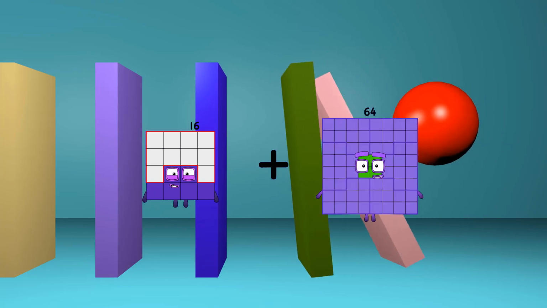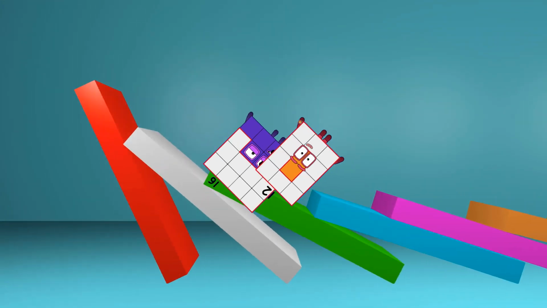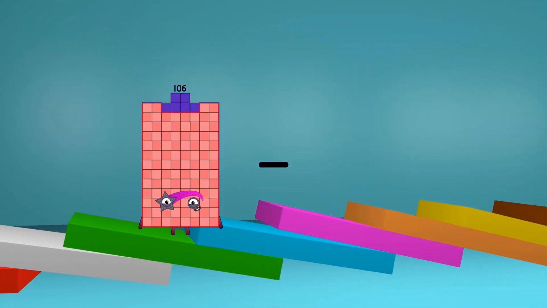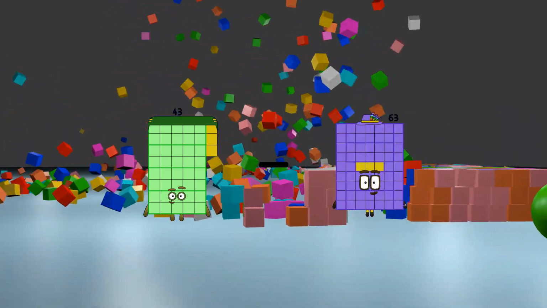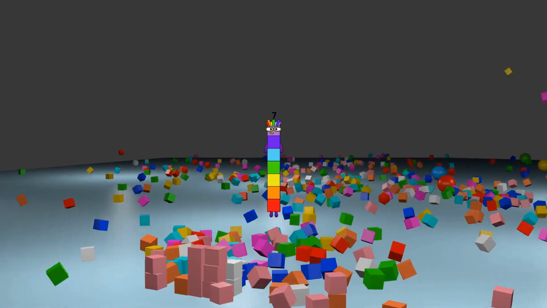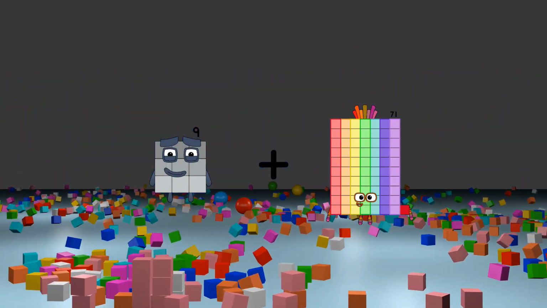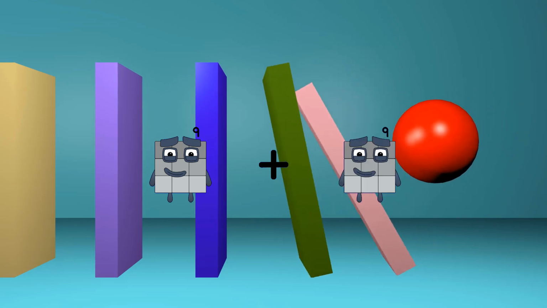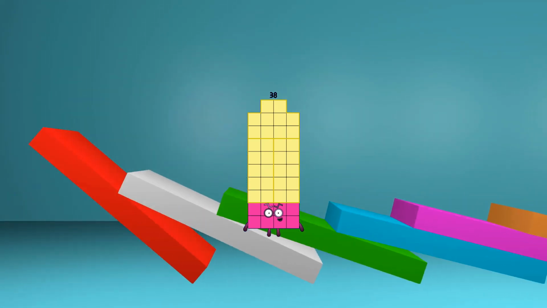16 plus 12 equals 28. 43 minus 36 equals 7. 9 plus 29 equals 38.